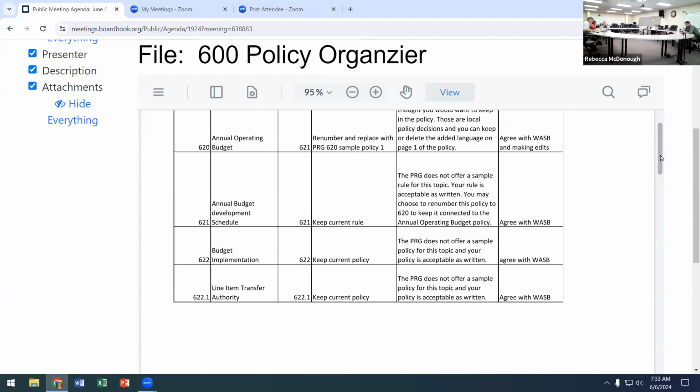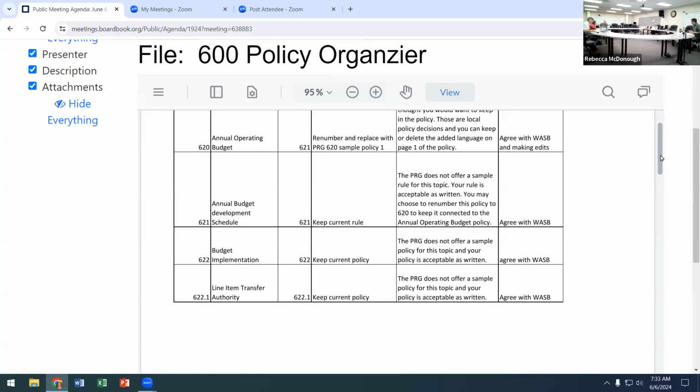The next one is annual budget development schedule. What we're choosing to do here is to actually keep the current rule that we have that has our current schedule. You will see that throughout the policies, we've made a few language changes, changing business manager to director of business services so that we're consistent as much as possible. I think we've caught most of those now. But otherwise, we will stay generally with our same schedule and keep the current policy that we have.